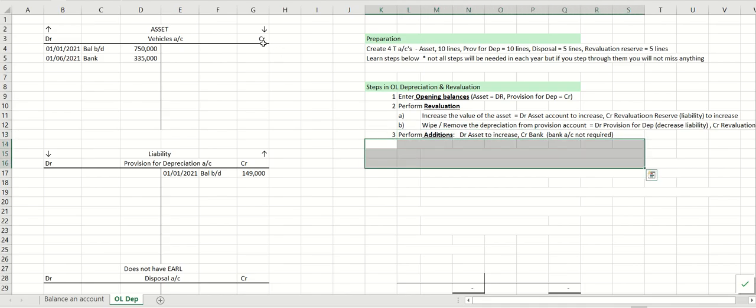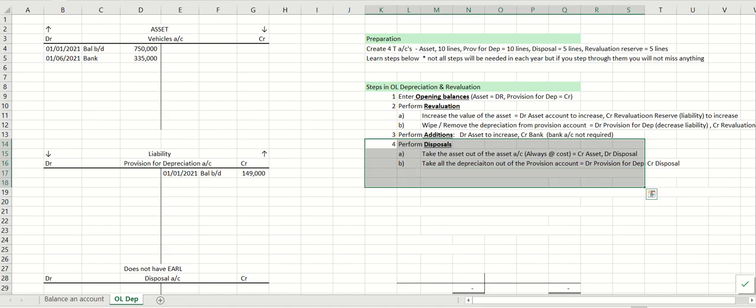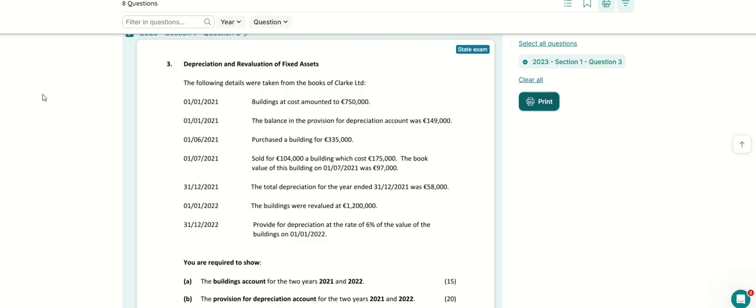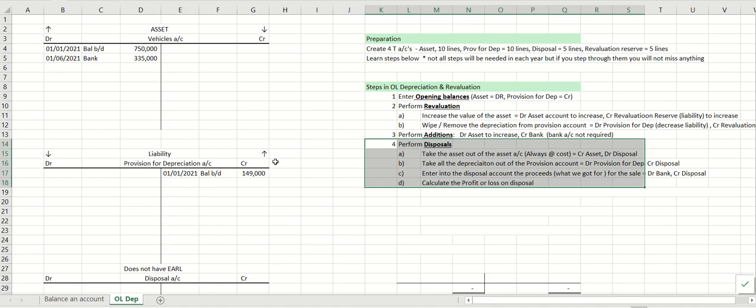So next one in our set of steps is perform disposals. Again, in our question, guys, we don't have a disposal in 20. Oh, we do. Apologies. We do have a disposal in 2021. So we'll do our disposal now. So there's a number of steps in doing a disposal, and we're going to just step through them now. So we disposed of the asset, we sold the asset, it's gone.